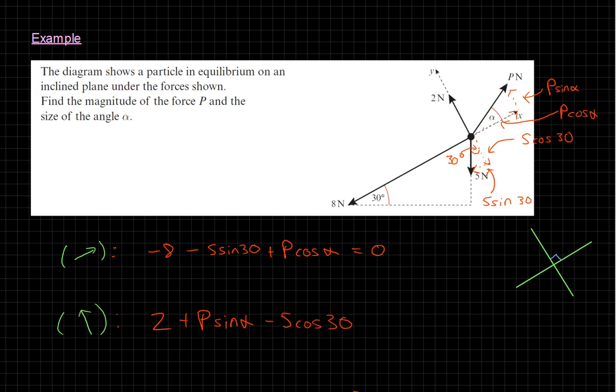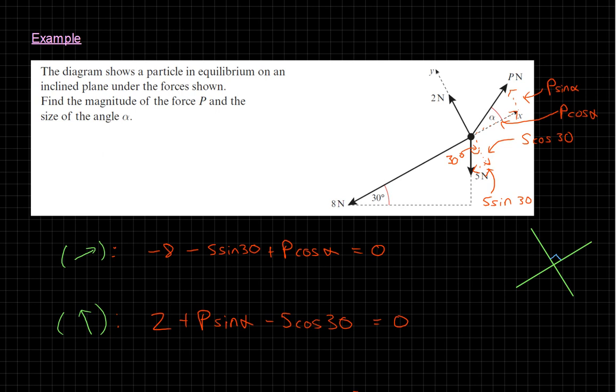And what about this 8 newtons force? What component of that is perpendicular to the plane? None of it, right? It's 0. So it's entirely contained within the axis which is going along the plane. So that's what I mean when I say we simplify our equations a bit if we do that. So therefore we've got resolving forces up the plane is 0, resolving forces perpendicular to the plane is also 0, and now we can do what we were supposed to do in the first place, which is find what P and alpha are.